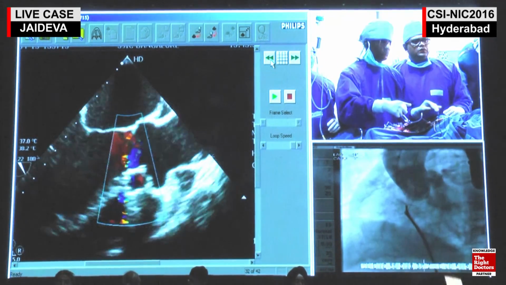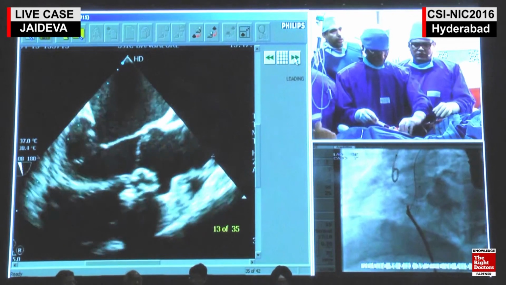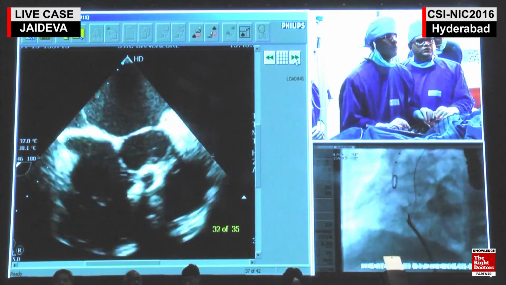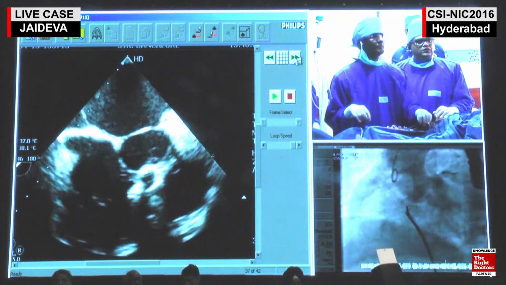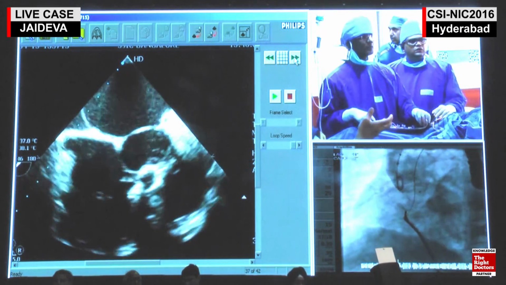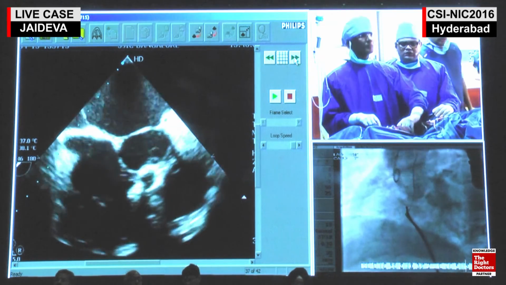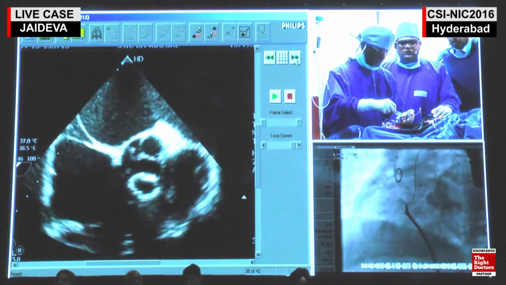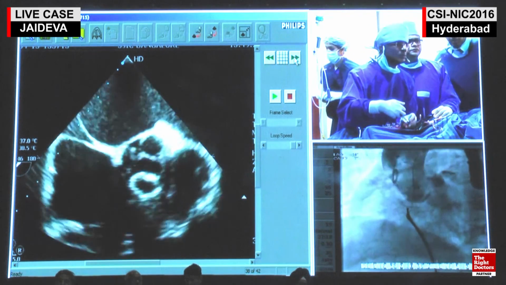There is mild aortic regurgitation. ADO 1 is not available in this size. ADO 2 is very, very small, only available in 6 millimeter. See here, actually we have two options: either you could use this or you could use a muscular VSD occluder.